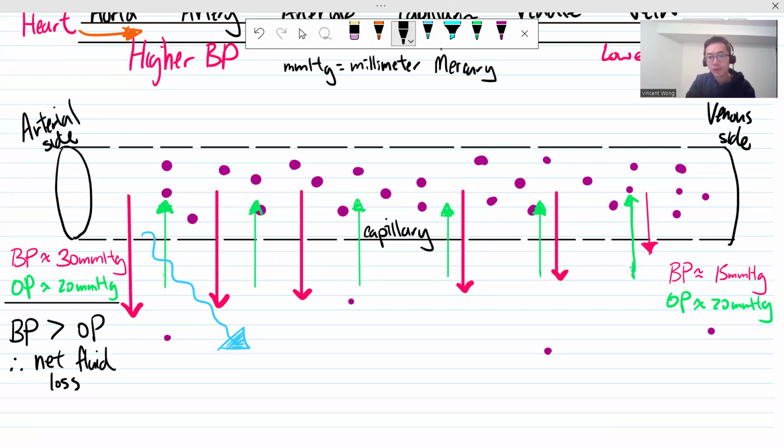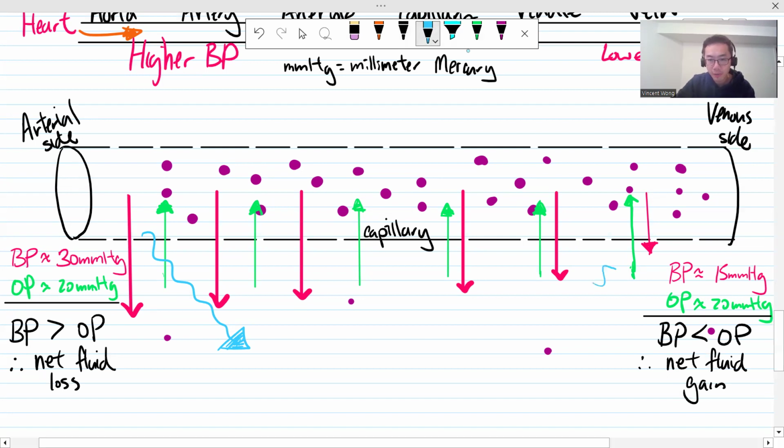Over here on the venous side, the blood pressure is going to be less than the osmotic pressure. And therefore, you will have net fluid gain, right? You're going to be bringing the fluid back in. Is that okay?